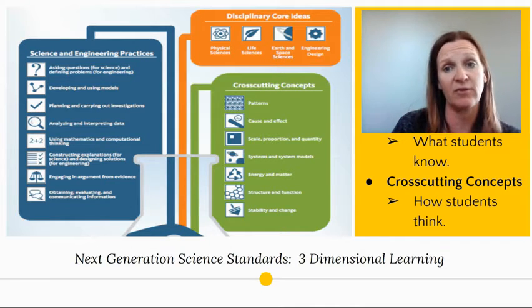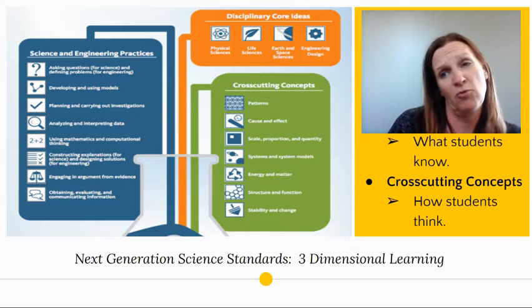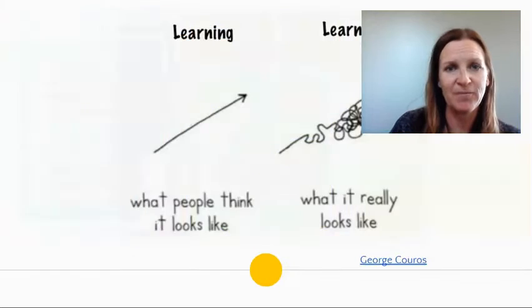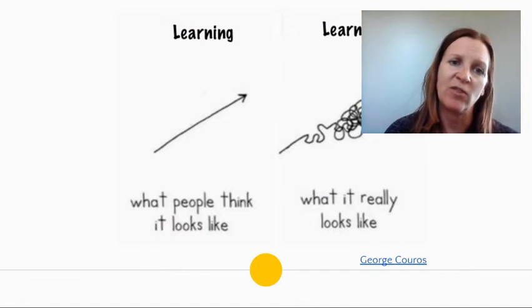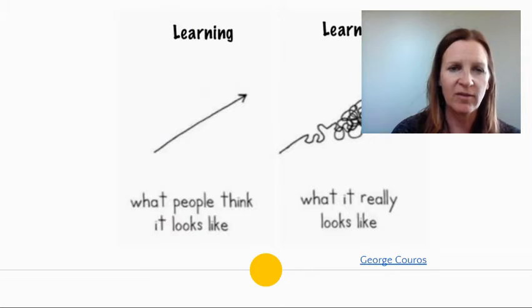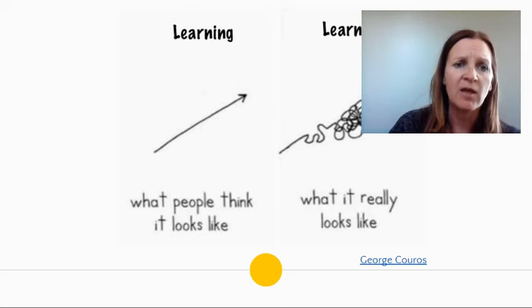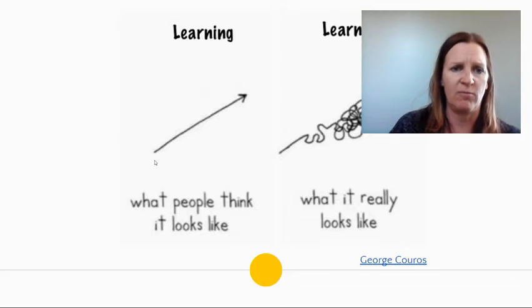So this is a really different kind of approach to learning than what probably most of us are used to from our school career. When I talk about what learning looks like in a three-dimensional focused classroom, I always like to use this graphic from George Couros because I think it does a really good job of visually explaining what I mean. Traditionally, a lot of times when we hear the word learning, a lot of people just think this is what it looks like. It's a nice linear progression where you're trying to get from point A to point B, a real straightforward path.